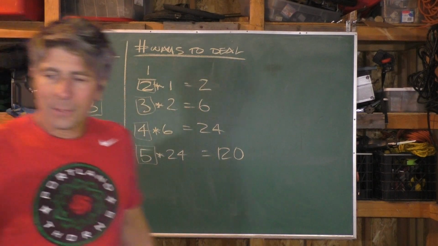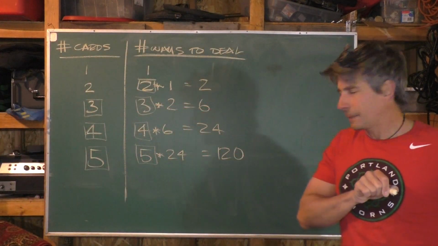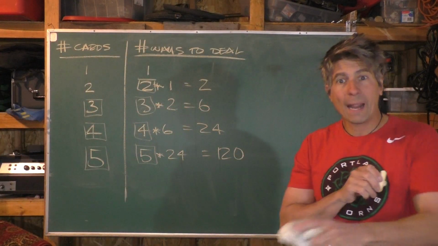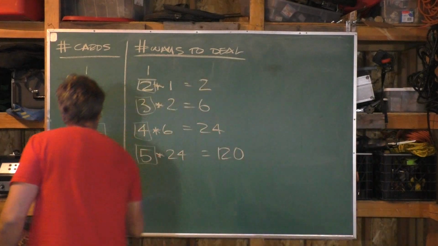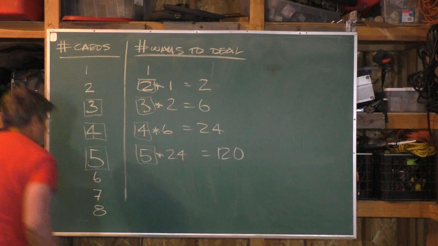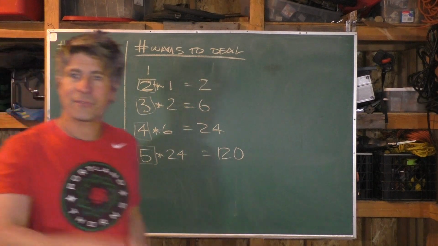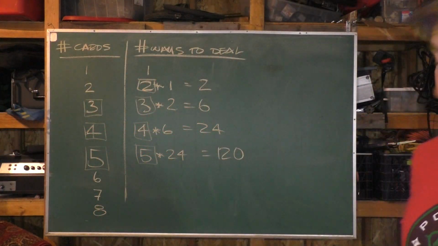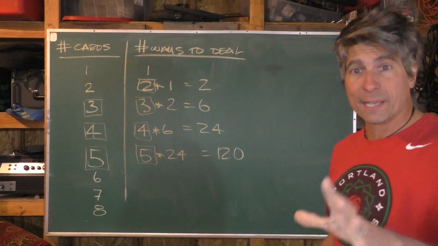What I want you to do right now is I want you to hit pause. And I want you to try to use this to figure out how many ways to deal out 6 or 7 or 8 cards. Okay? Try to figure out 6, 7, or 8. Or 6, 7, and 8. So hit pause, give it a shot.